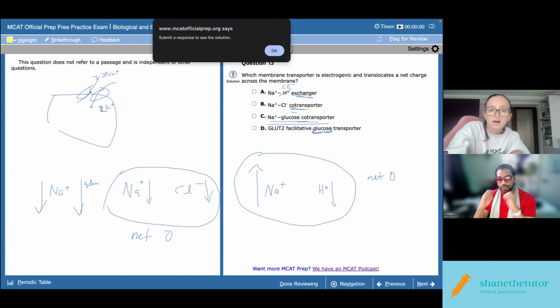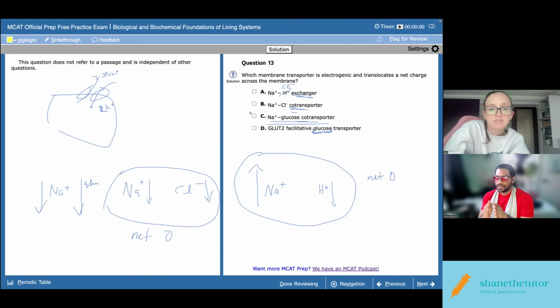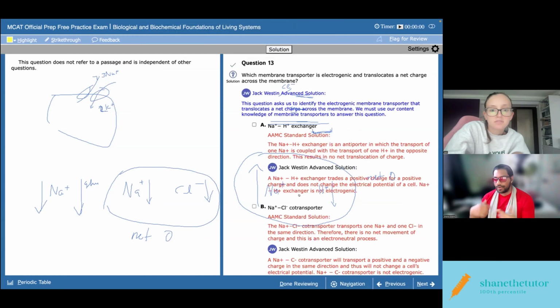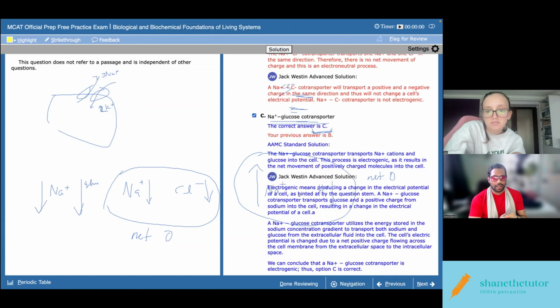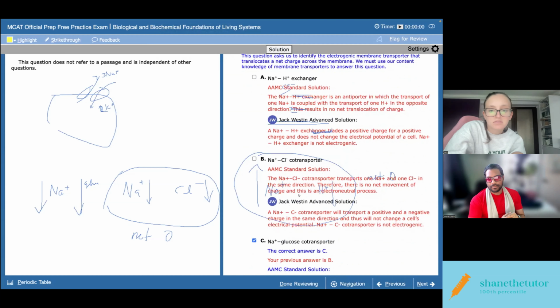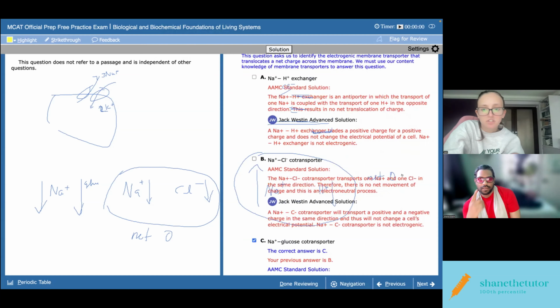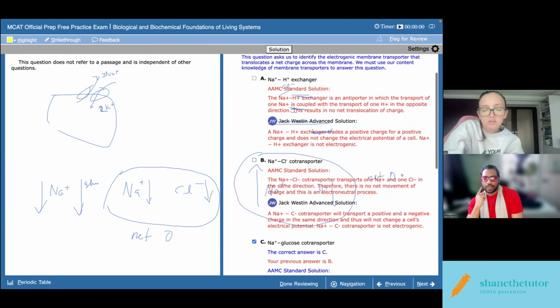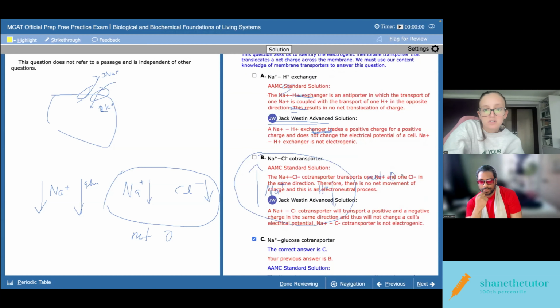But again, you see how we're using the nuances in language to answer this. We're not using our own previous knowledge. The previous answer was B. I knew that NaCl doesn't have a charge. So what word can we change in B to make it right? Exchanger. Good.